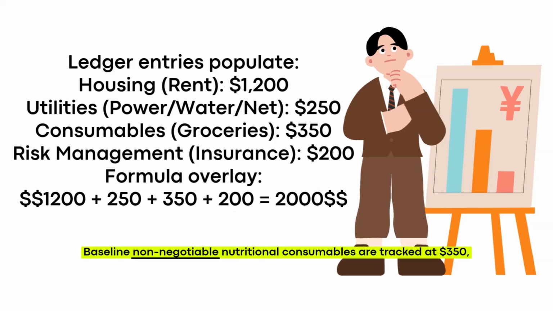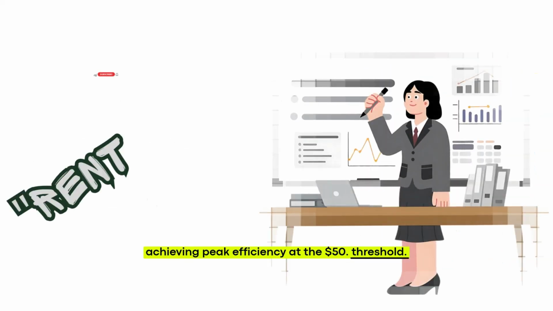Baseline, non-negotiable nutritional consumables are tracked at $350, while baseline health and asset risk management premiums account for $200. Summing these fixed operational costs yields $2,000. The empirical data perfectly matches our target. Actual essential liabilities total exactly $2,000, achieving peak efficiency at the 50% threshold.